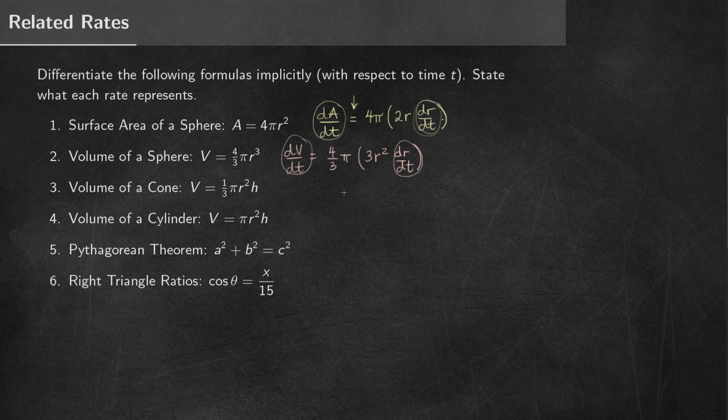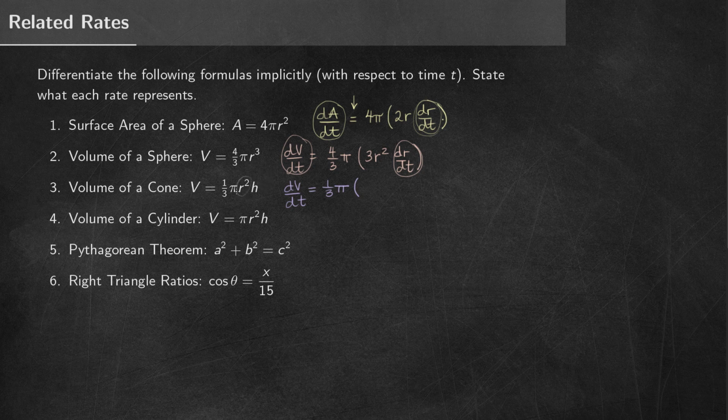Number 3, the volume of a cone is v equals 1/3 pi r squared h. The derivative of v is dv dt. On the right, 1/3 pi is constant. The derivative of r squared h. Now don't make the mistake of just taking the derivative of r squared and multiplying it by the derivative of h. That's not how derivative of products work. We have to use the product rule here.